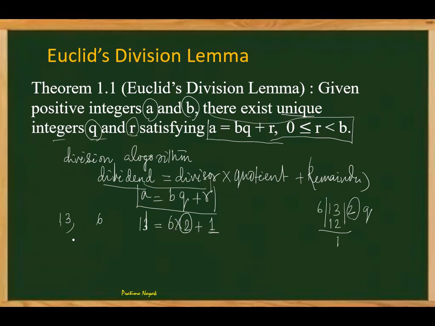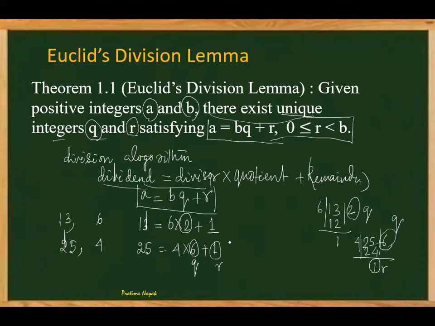Let us take another example. 25 and here b is 4. So I can write 25 divided by 4. You know 4 sixes are 24 and 1 is remainder. So this is your quotient q, this is your r, and it is saying it is always unique. It cannot be the same for two numbers. So 25 is equal to 4 multiplied by 6 plus 1. So 6 is the quotient q, 1 is your remainder.